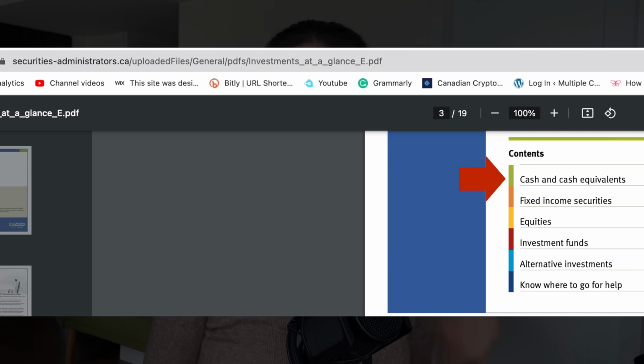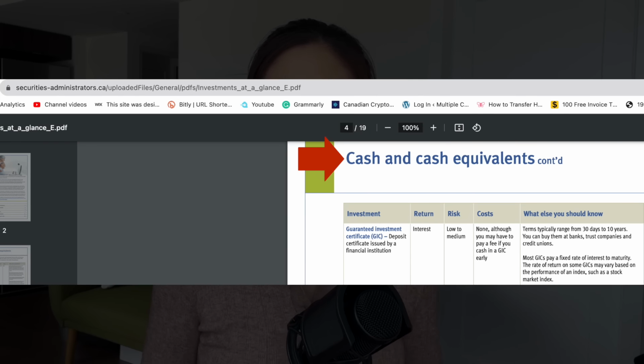I'll not go into too much detail today, but just as an overview, here are the different types of investment products: cash and cash equivalents, fixed income securities, equities, investment funds, and alternative investments. And you can pretty much learn anything that you need online. And within each of these investment categories are different types of investment products. For example, a GIC or a Guaranteed Investment Certificate falls under the category of cash and cash equivalents.